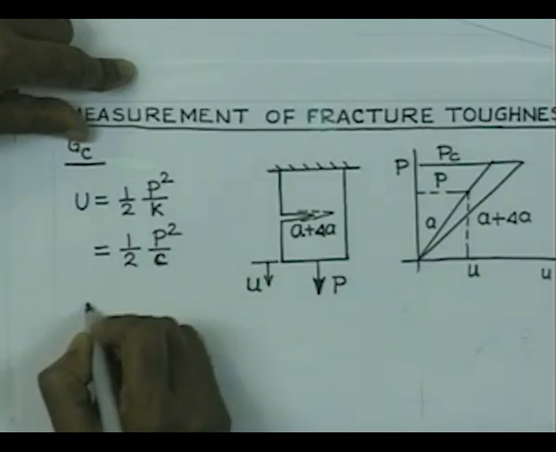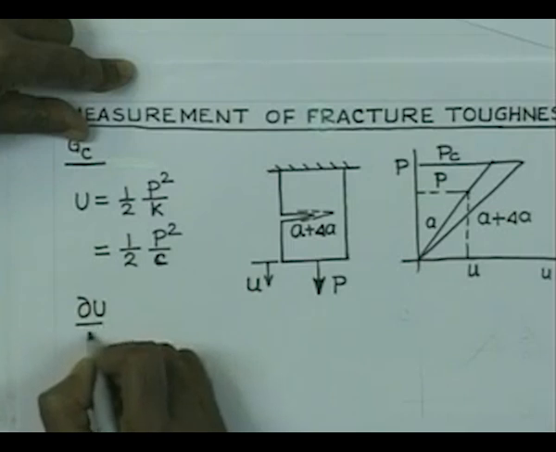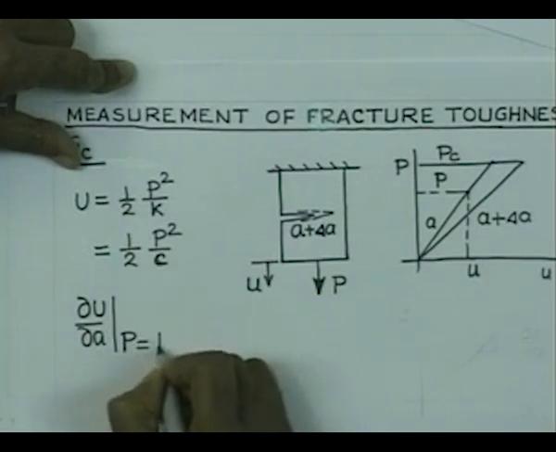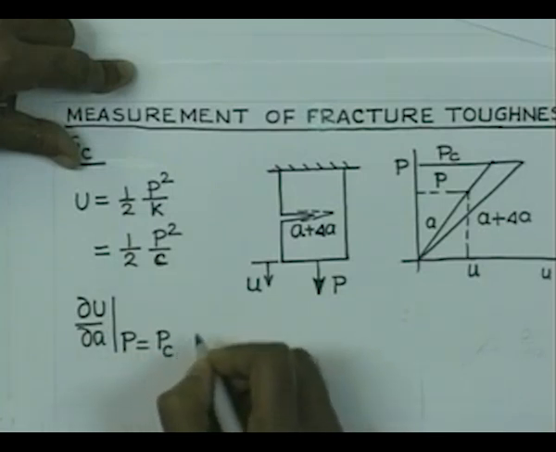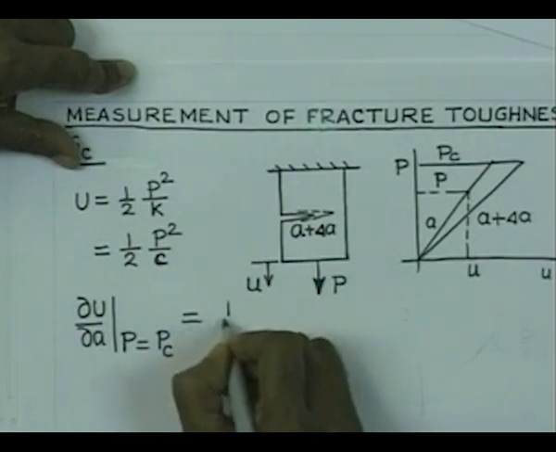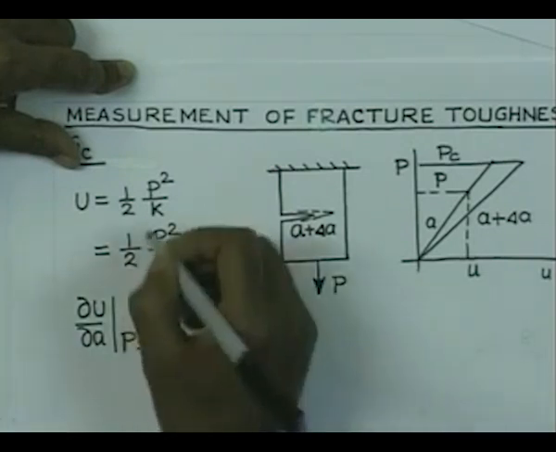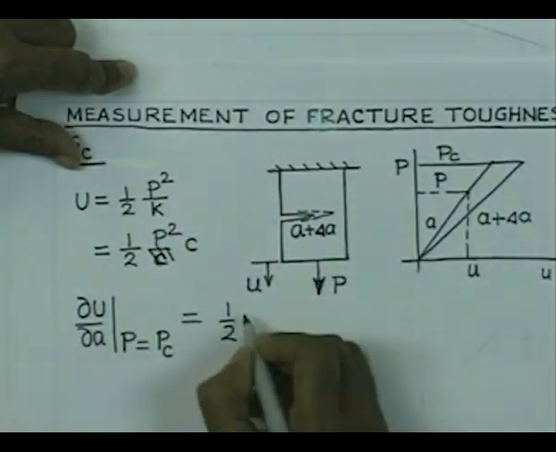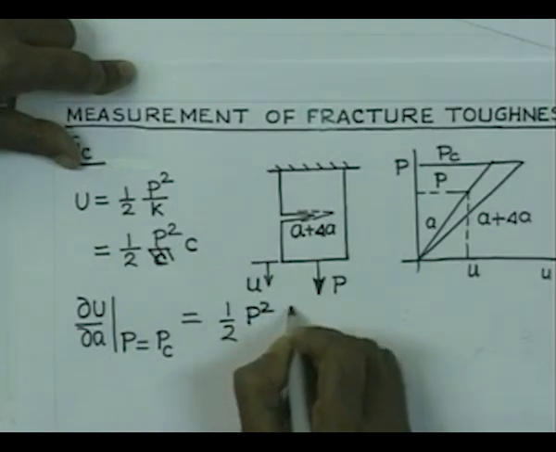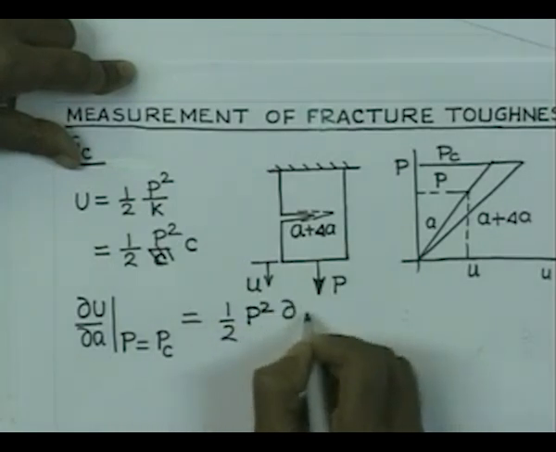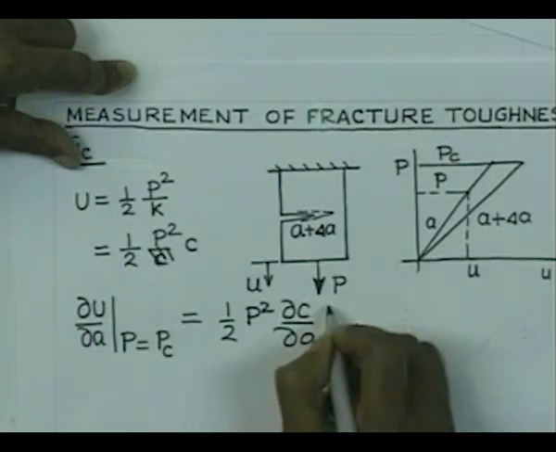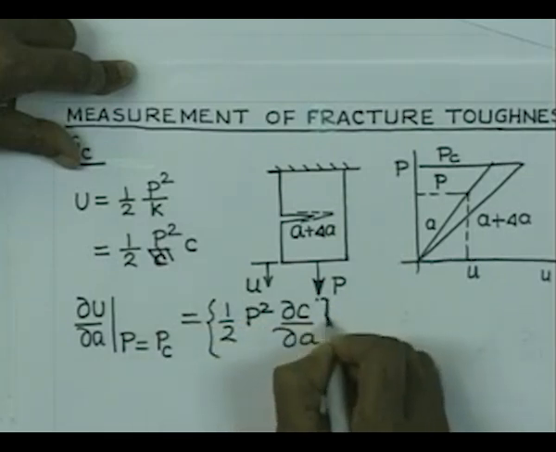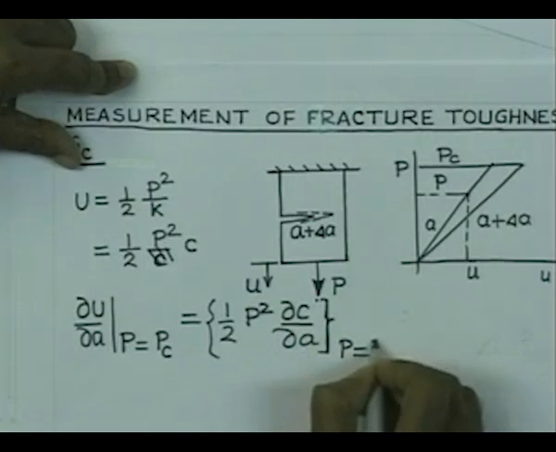If we consider the rate of release of strain energy, delta U by delta A, under a constant load P equal to Pc, then it is going to be given by half, I beg your pardon, I made a mistake here, it should be half P square into C, and therefore it is going to be half P square delta C by delta A, and we have to calculate the value for P equal to Pc.